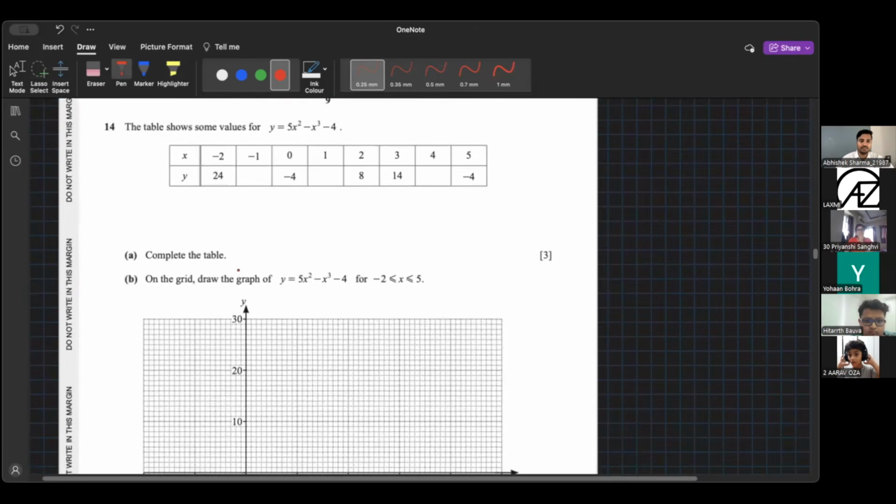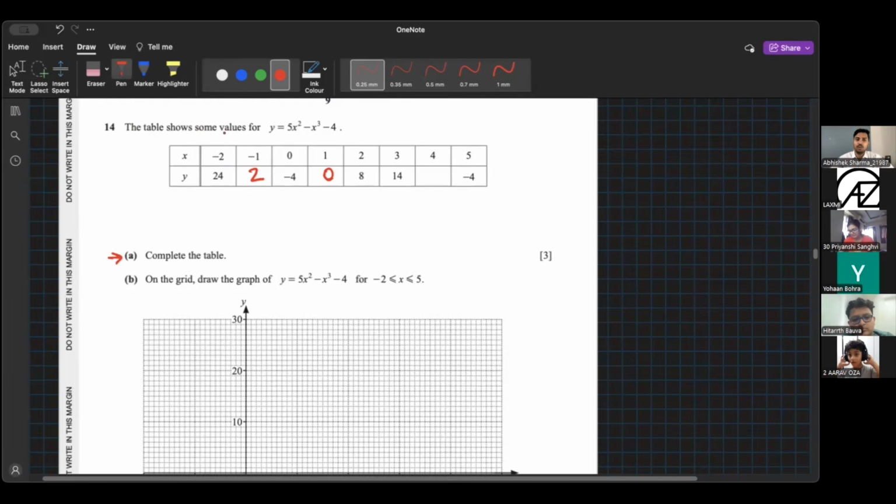Question 14. It says the table shows some values for y equals to this, and we have to complete the table in part A. So let's check. Just write down the equation: 5 bracket minus 1 the whole square minus bracket minus 1 bracket close, its cube, minus 4, and the first answer is 2. When x is negative 1, y is 2. And then change the sign in the table, using that setup, we can get the entire table.